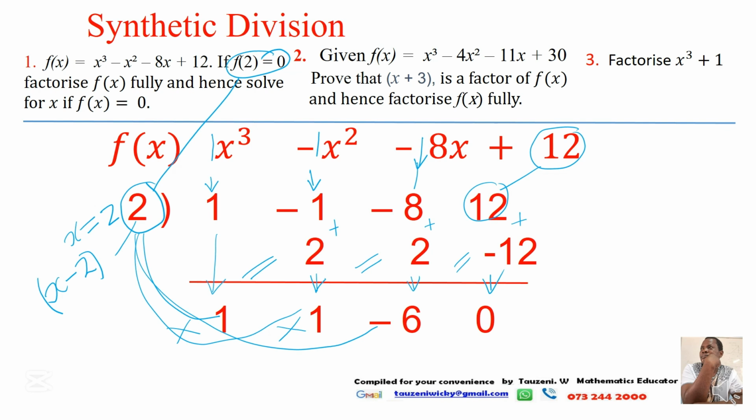Then the 3 values that you get at the bottom here are going to be the values of a, b, c in the expression ax squared plus bx plus c. Then a is 1, b is 1, and c is negative 6. Then this quadratic expression that comes up, we have to factorize it into 2 more brackets, combine it with the first factor that we have, and that will complete our synthetic division.